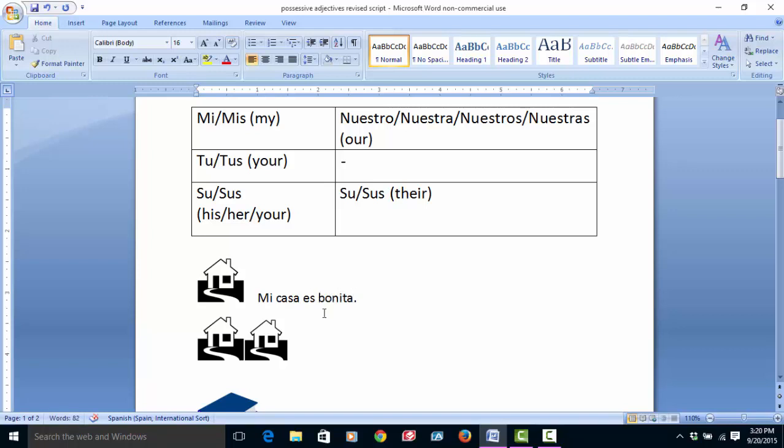Now, if I were rich and I had two houses, then we'd have to pluralize casa to be casas. And so if I want to say my houses, I have to pick the plural possessive adjective, mis casas. As a full sentence, mis casas son bonitas. My houses are pretty. Pretty easy. And this is how it works for this whole singular side.